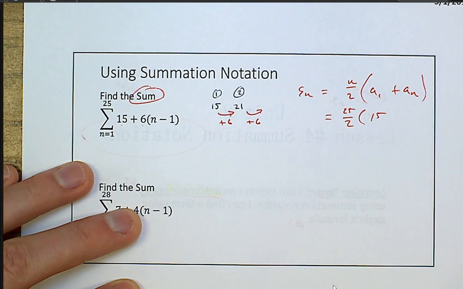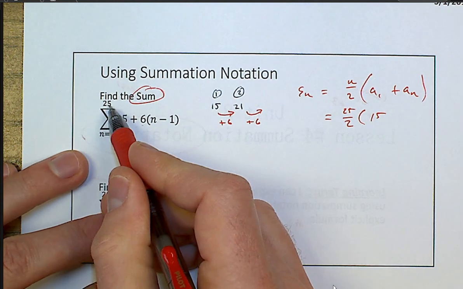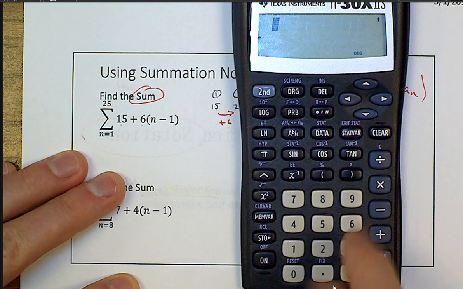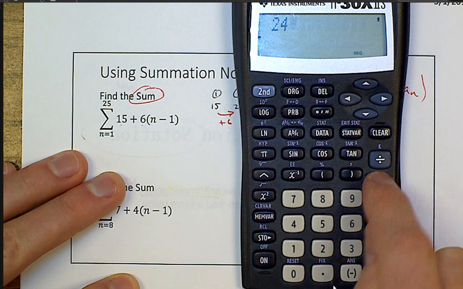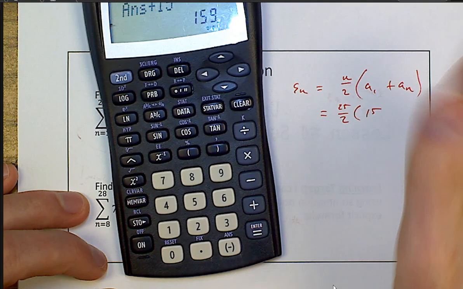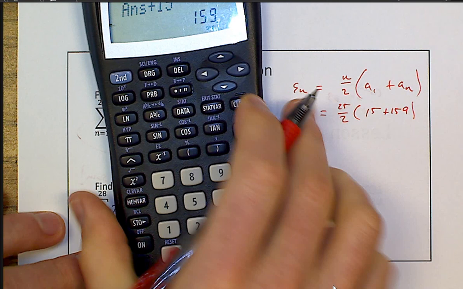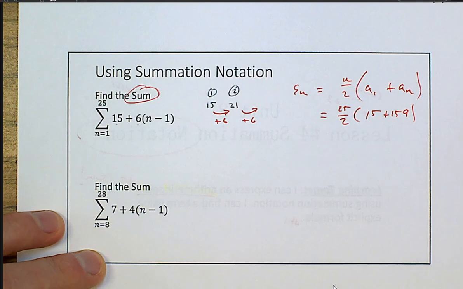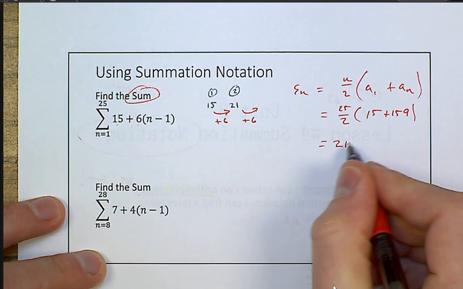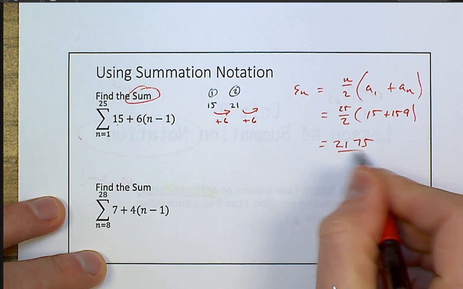All I do is take my upper limit of 25 and plug it in for n. So 25 minus 1 is 24. So 24 times 6, then add that to 15, and I got 159. So I have 159 now, plus 15, hit equals, and I'm going to times that by 25 divided by 2. I use my parentheses, hit equals, and I get a sum of 2175 as my answer.